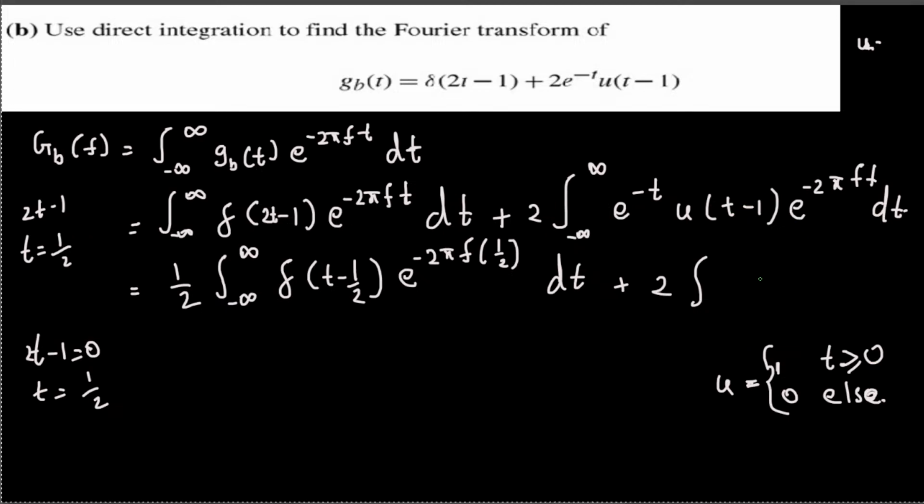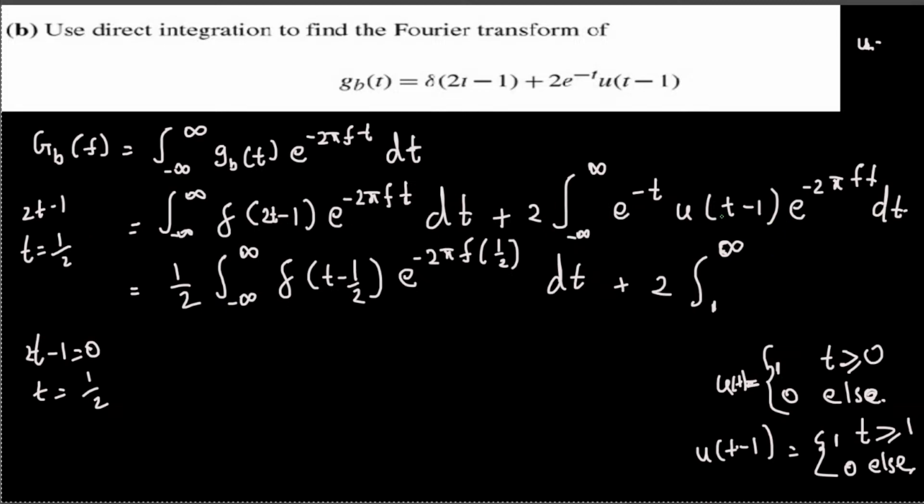So here we have t minus 1. This is u of t, and for u of t minus 1, it's going to be 1 when t is shifted 1 unit to the right. So it means when t is greater than or equal to 1, and 0 else. Okay, so it's going to go from 1 to positive infinity. So the limit here is 1 to positive infinity.